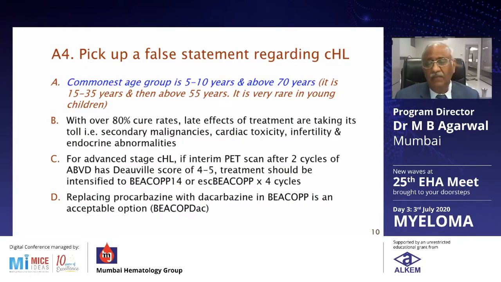And your PET scan, if it is positive, Deauville score of 4 to 5 is positive, after 2 cycles of ABVD, you have to move on and escalate the treatment. In fact, if your Deauville score is 5, you probably have to go to the salvage therapy and go with autologous transplant. And in the days of novel agents, of course, these things may totally change. And lastly, yes, replacing procarbazine, which is a nasty drug, with dacarbazine in BEACOPP is an acceptable option.